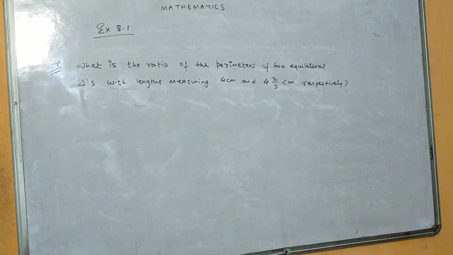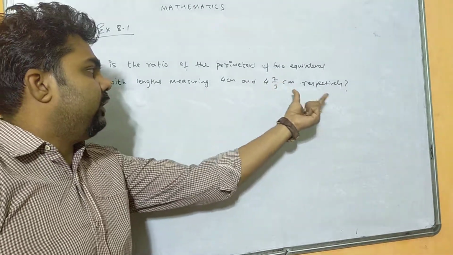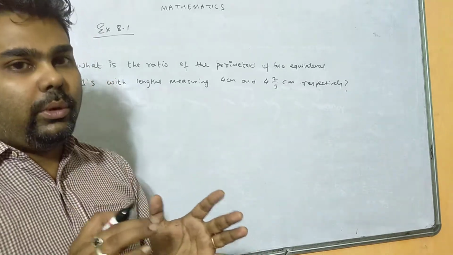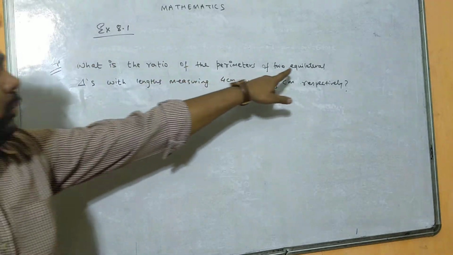So next question we have, what is the ratio of the perimeters of two equilateral triangles with the length measuring 4 cm and 4 2/3 cm respectively? Okay, so we'll understand what the question is trying to say here. So there are two equilateral triangles.